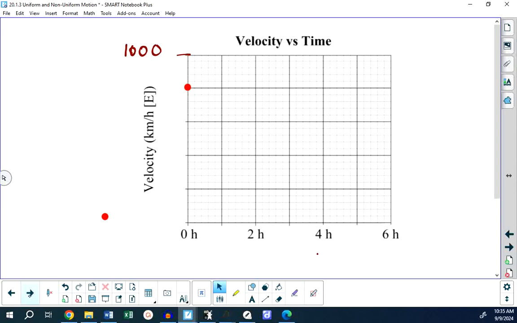It's a little unrealistic because planes take some time to reach a velocity. But we're just talking about the physics of this part of the journey where it's moving at a constant speed. And this number, this velocity, is going to be the same everywhere. I'll straighten these out. So this is what the velocity time graph looks like.